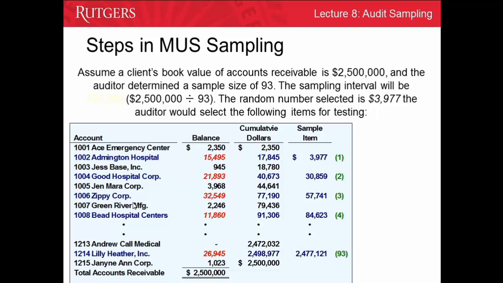So the auditors continue this process until the entire population has been subjected to sampling and the 93 units have been selected.